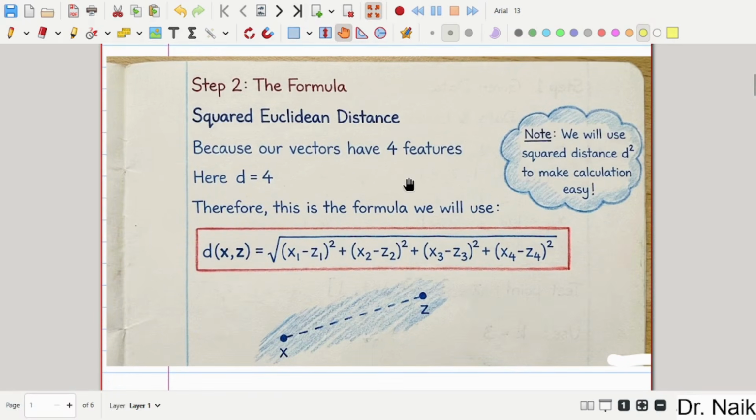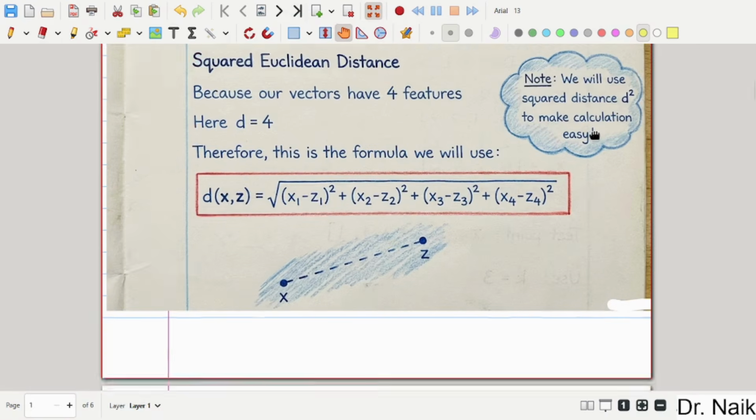First we find the distance between the test point and all the points. This can be calculated by the Euclidean distance formula. As we have 4 features, we will use the formula d of x z equal to square root of (x1 minus z1) square plus (x2 minus z2) square plus (x3 minus z3) square plus (x4 minus z4) square. Note that we will use the squared distance d square to make the calculation easy.